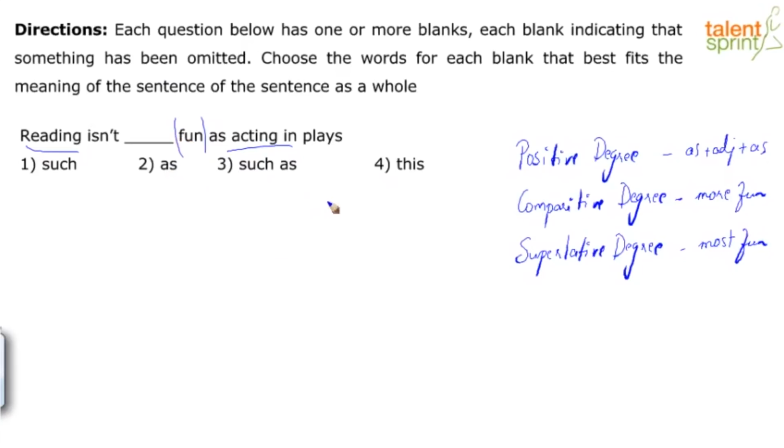So obviously here, I don't have more or most. So it's definitely not a comparative degree or superlative degree. So reading isn't as fun as acting in plays. All I need is as here, and that is available in option 2. Right? So there's your answer. A little bit of degree of comparisons. If you're quickly familiar with what they are and what is the form, you'll be able to easily identify the answer, right? Such as would be a wrong option here.